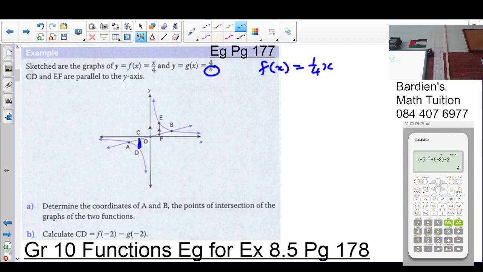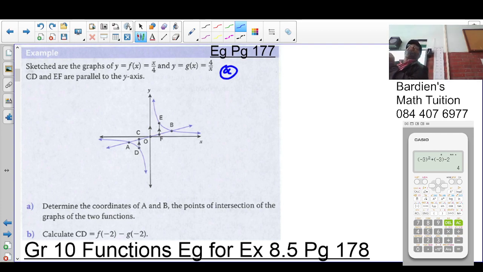We are told that CD is parallel to your y-axis, and EF is parallel to your y-axis as well. Okay. First things first. Determine the coordinates of A and B, the points of intersection of the two graphs. So how do you work out points of intersection?